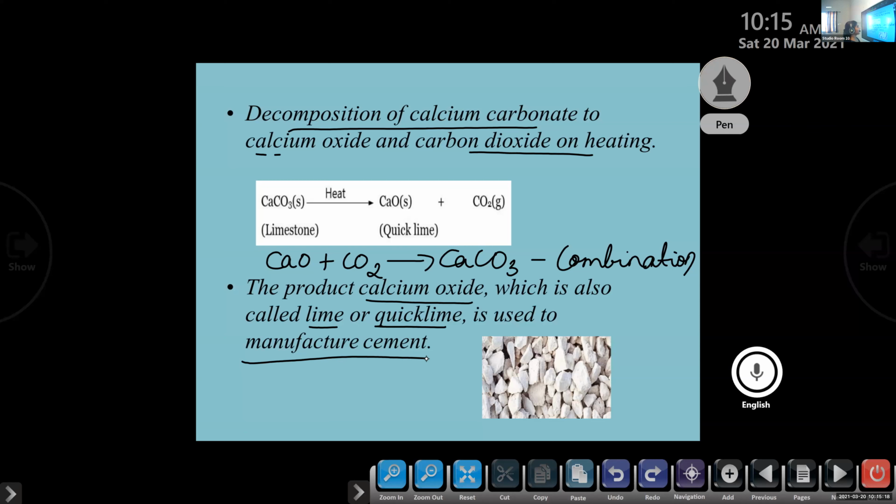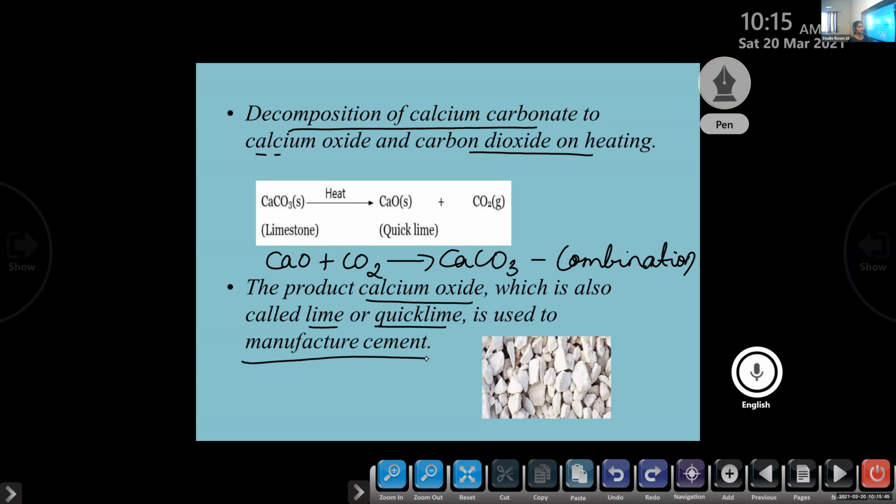Yes, decomposition of calcium carbonate to calcium oxide and carbon dioxide on heating. And the product obtained, calcium oxide, is known as quicklime or simply lime. It is used in the manufacture of cement. So this is the important use of this quicklime. And quicklime is also used for whitewashing walls. So these all are considered as the uses of calcium oxide.